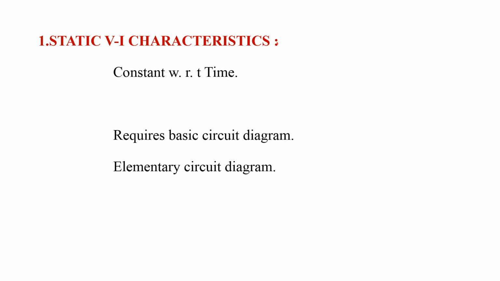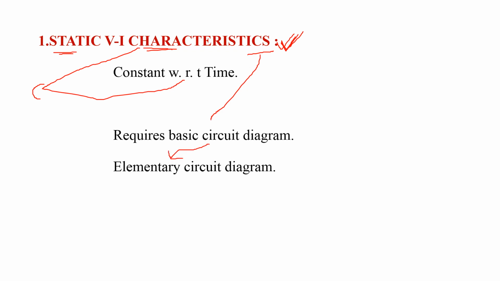Coming to static VI characteristics, the name itself suggests the meaning of this type of characteristics. Here the meaning of static is constant, means the characteristics which are constant with respect to time are nothing but static VI characteristics. For obtaining these characteristics, we require one basic circuit diagram. That basic circuit diagram is called elementary circuit diagram. Like in elementary school, we learn the basic knowledge, here also this elementary circuit diagram is the basic circuit diagram for obtaining the static VI characteristics.